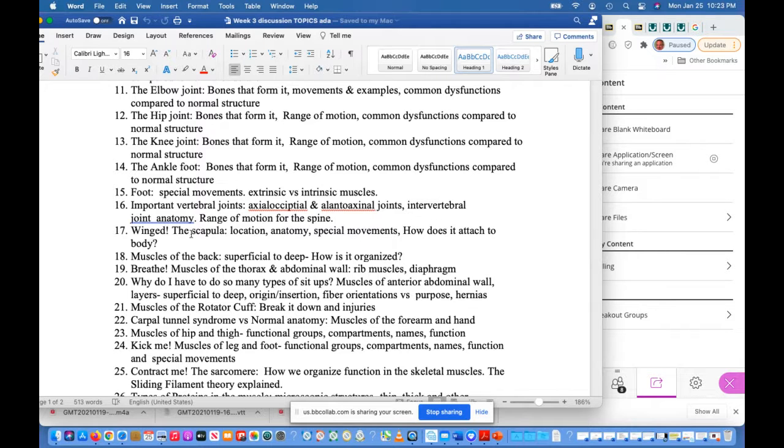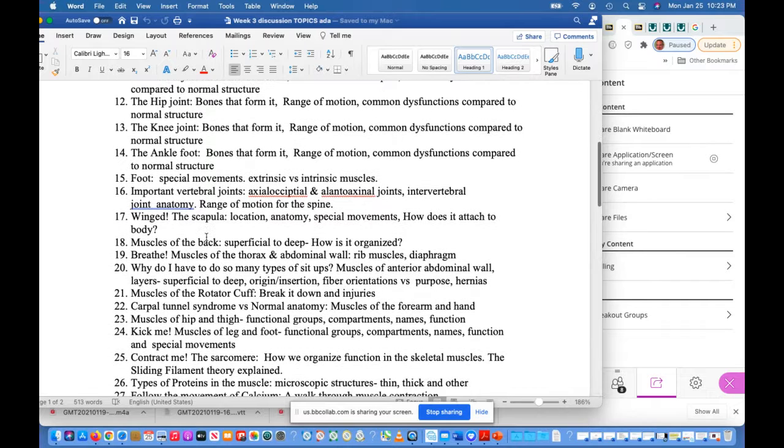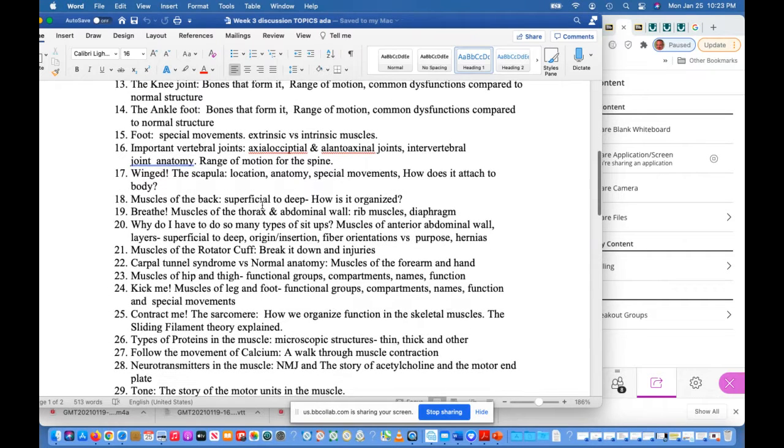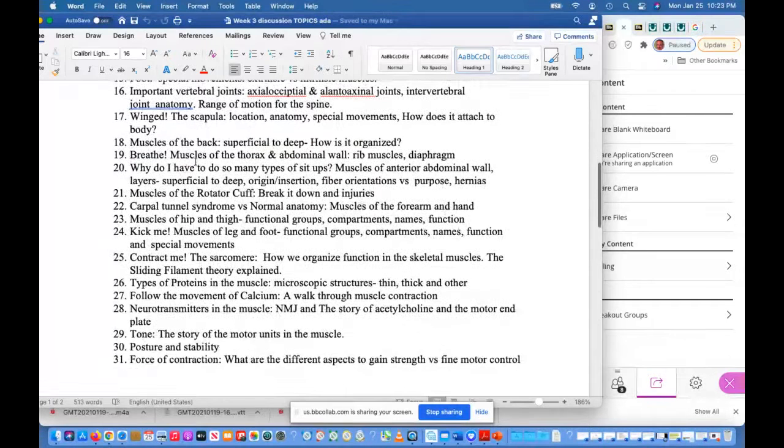Winged scapula, you heard me mention the importance of the serratus anterior. Muscles of the back, they're superficial to deep layers. How are they organized? Muscles of breathing. What are the muscles of the thorax, the abdomen? What is the importance of the diaphragm and rib muscles?